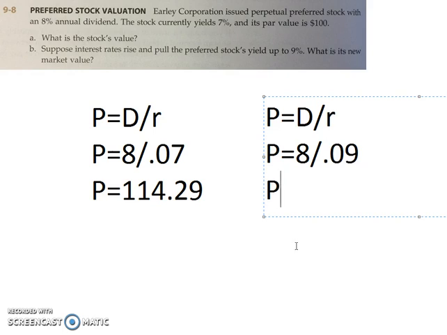And what does that do to our price? Well, it should drop it. So $8 dividend divided by 9% yield gives us a price of $88.89 when we round up. All right, so you see that as R increases, the price decreases. All right, that one's not too bad.